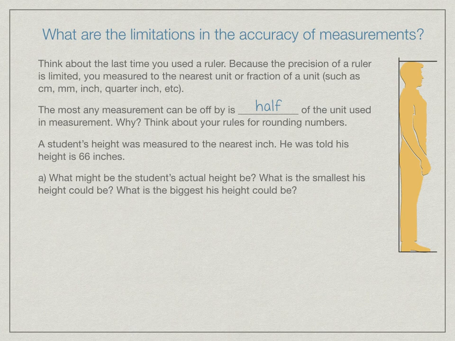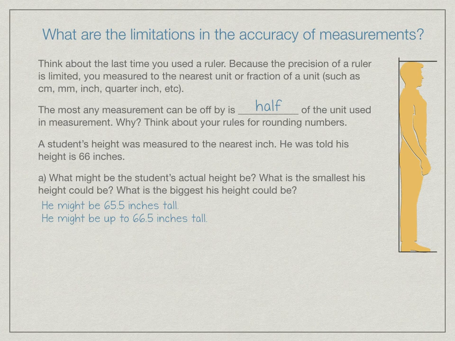He was told that he's 66 inches tall. He might be shorter than that. He might be 65.5 inches tall, because we know that would round up to 66 inches. He might actually be taller than 66 inches. He may be up to 66.5 inches tall, but not exactly 66.5, right? Because that would round up to 67.